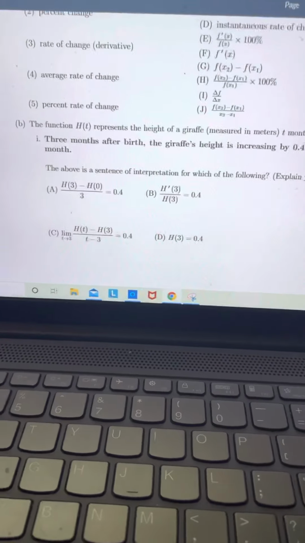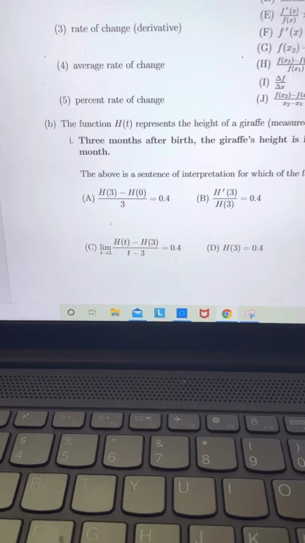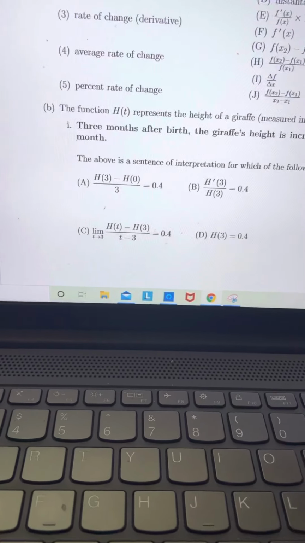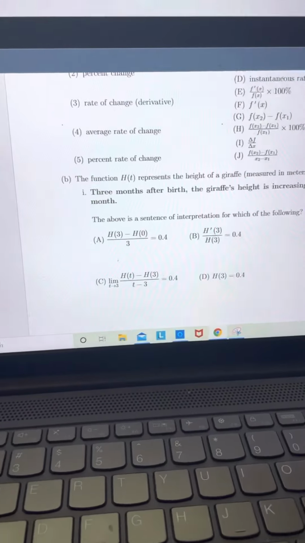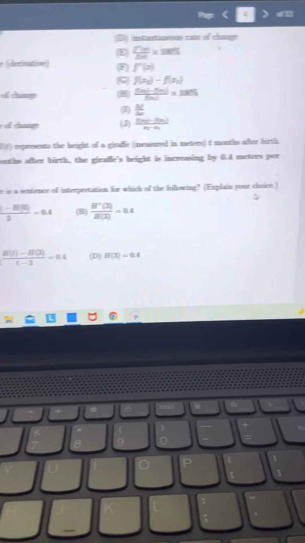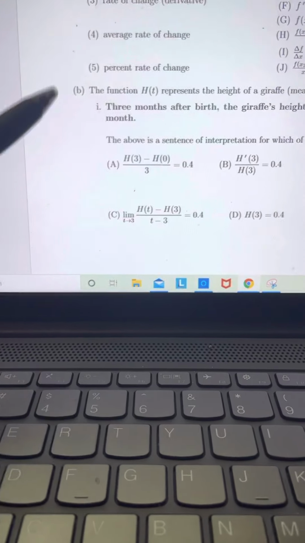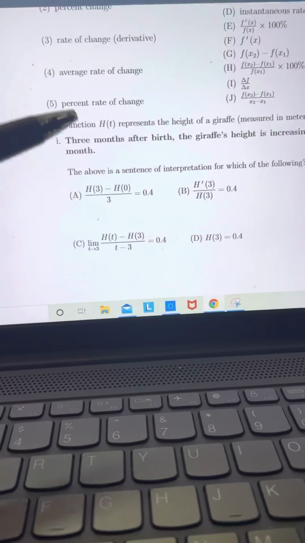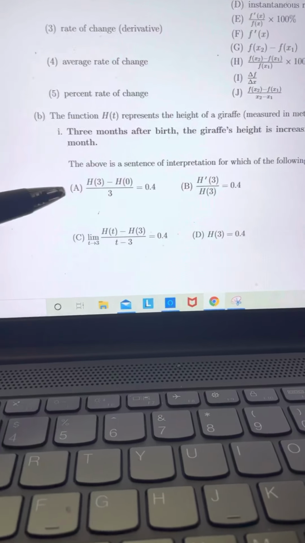And then for part B, I first figured out that it wasn't B or D, both basically because they didn't make any sense at all. Then I had it narrowed down to A or C, which could have been either one, but what I basically realized with C is that C is correct because h of t minus h of 3 over t minus 3 equals 0.4.